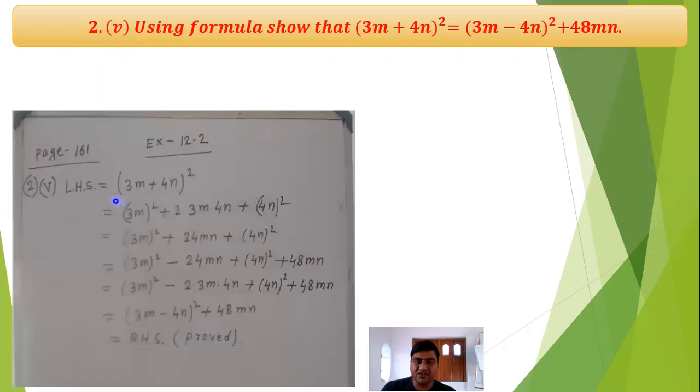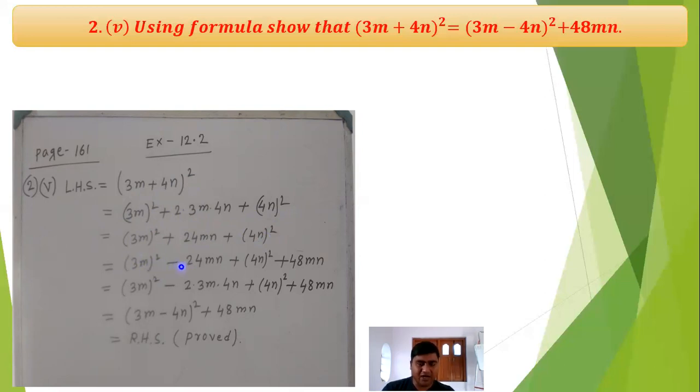Now we start from LHS. Left hand side is (3m + 4n) whole square. Using (a + b) whole square, this is (3m) whole square plus 2 into 3m into 4n plus (4n) whole square. (3m) whole square, 2 times 3 is 6, 6 times 4 is 24, 24mn plus (4n) whole square.